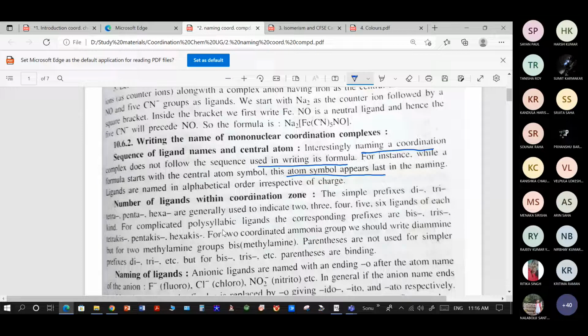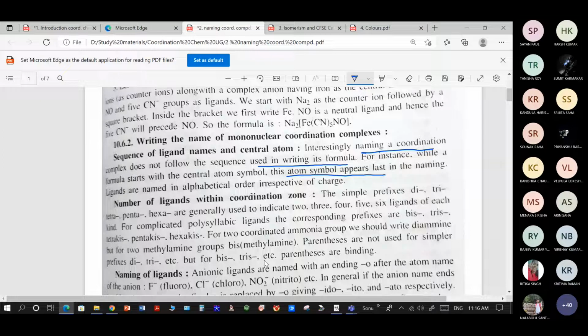That means 2 phenanthroline ligands or 2 bipyridyl ligands are attached. Okay. So the bis, tris, tetrakis, pentakis, and hexakis will be used to indicate the number of a particular ligand which is polysyllabic in nature. But in case of the simple ligands, we can use bi, tri, tetra, penta, hexa, like that. Okay, so these are the things.